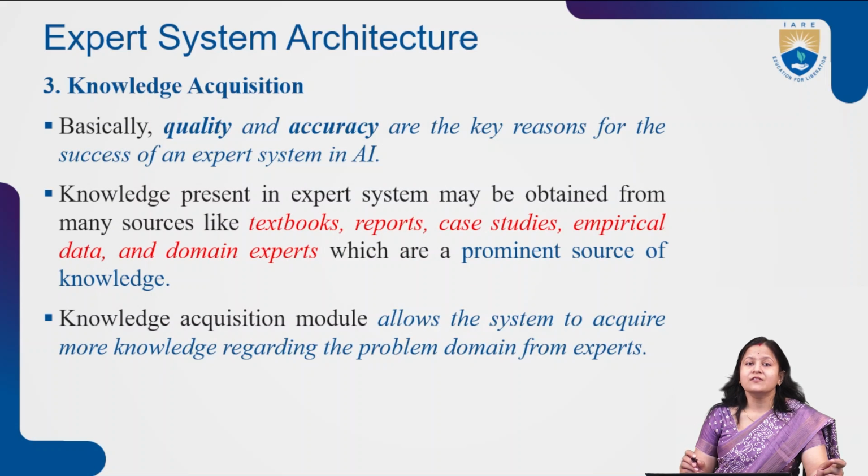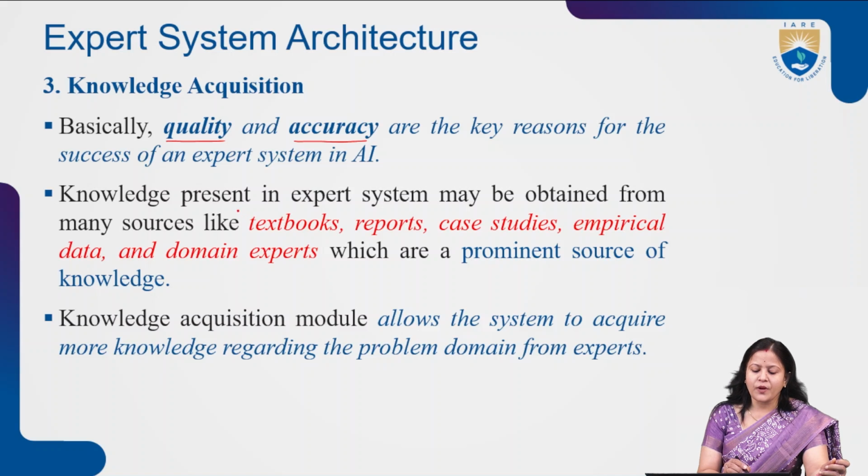The third component is called knowledge acquisition. Knowledge acquisition is very important. Basically, the quality and the accuracy are two important terms: the quality of the expert system and the accuracy of the expert system, how accurately it can provide the result. That depends upon the knowledge which is stored inside the expert system. So how can we say an expert system is a very good expert system? That depends upon the quality and accuracy, and that again depends upon what type of knowledge it acquires.